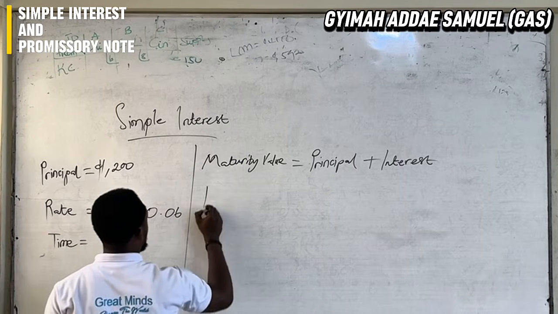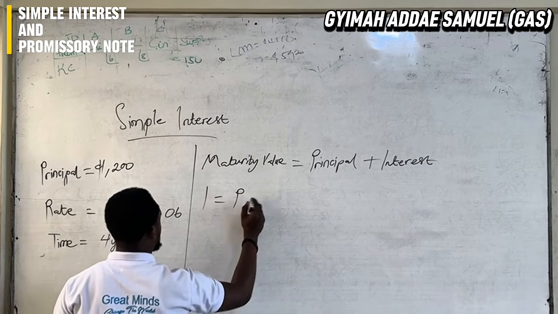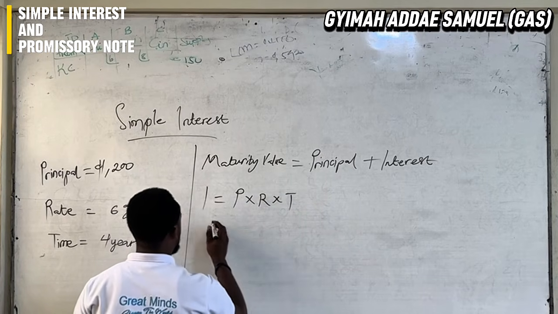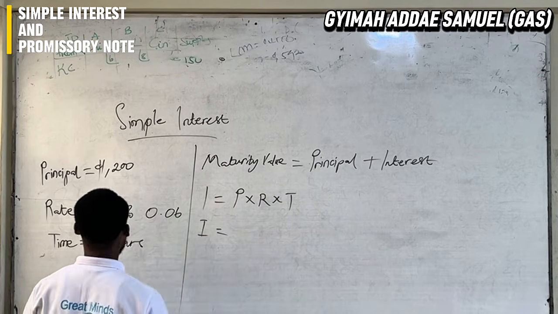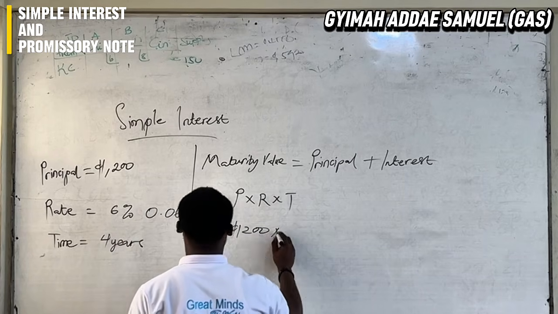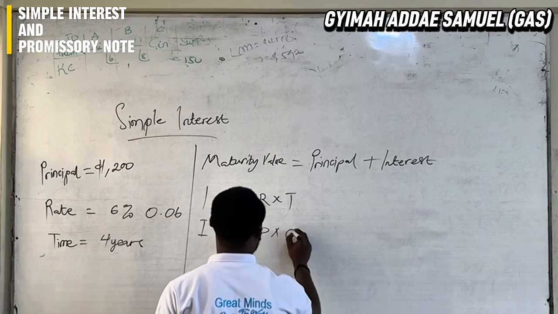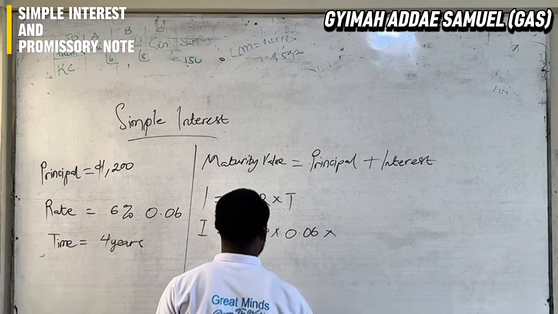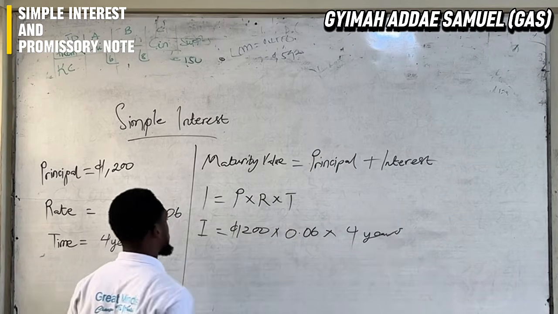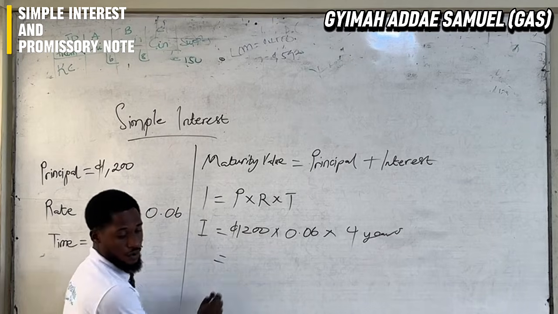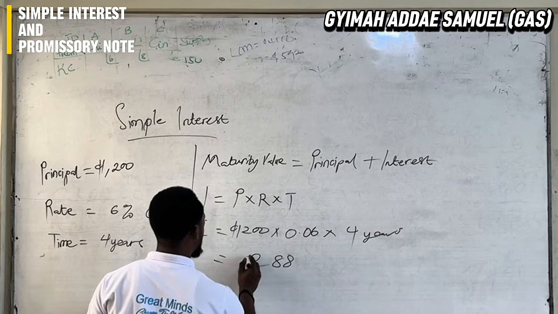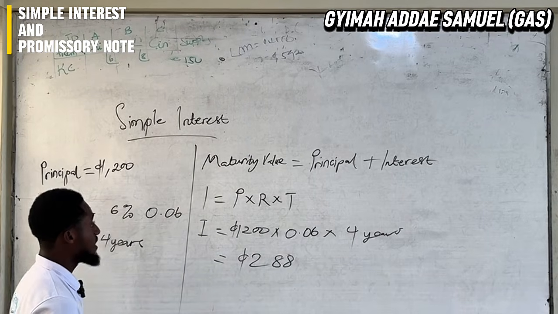So now our interest is principal times rate times time. And we have our principal to be 1,200 Ghana cedis, multiplying our rate, which is 0.06, multiplying our 4 years. So now, when we do this calculation, we are getting 288 Ghana cedis.